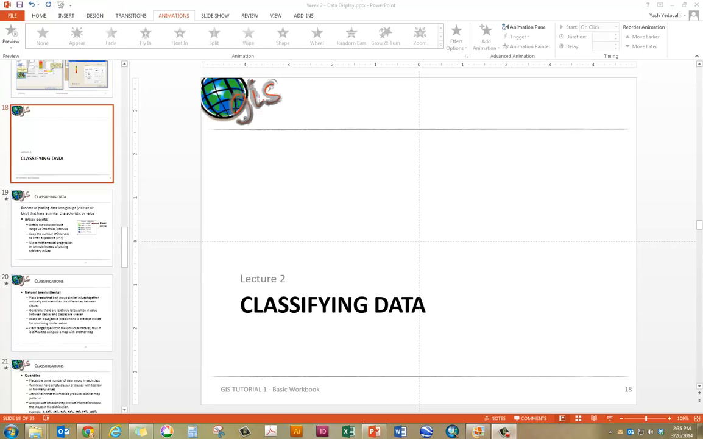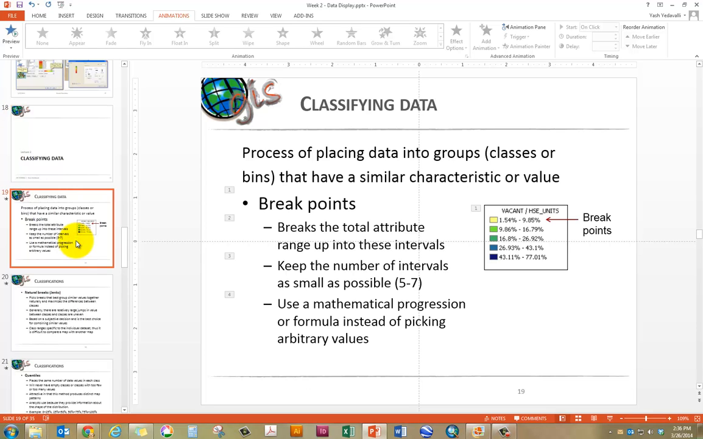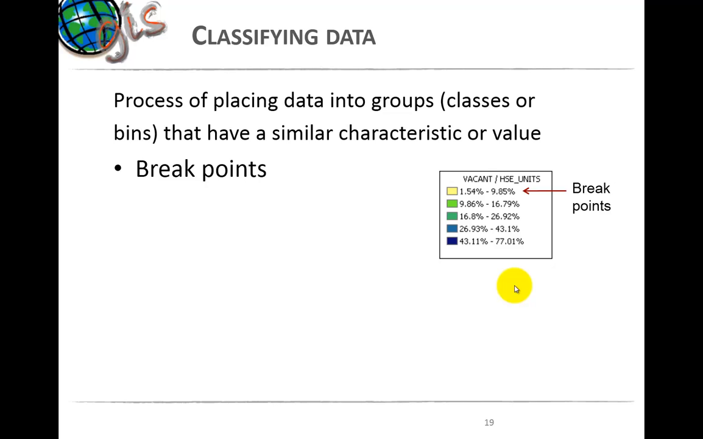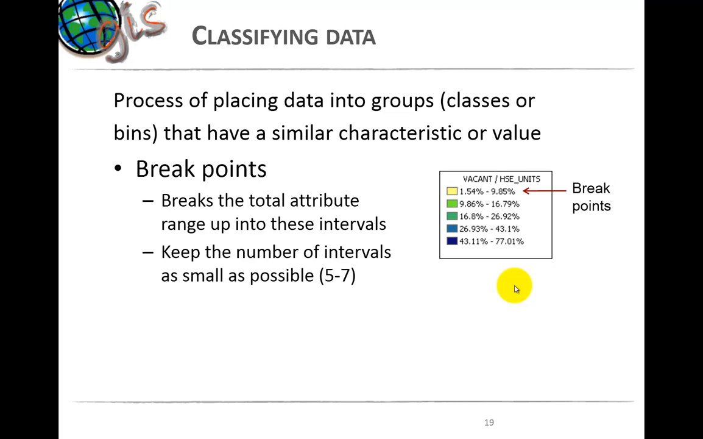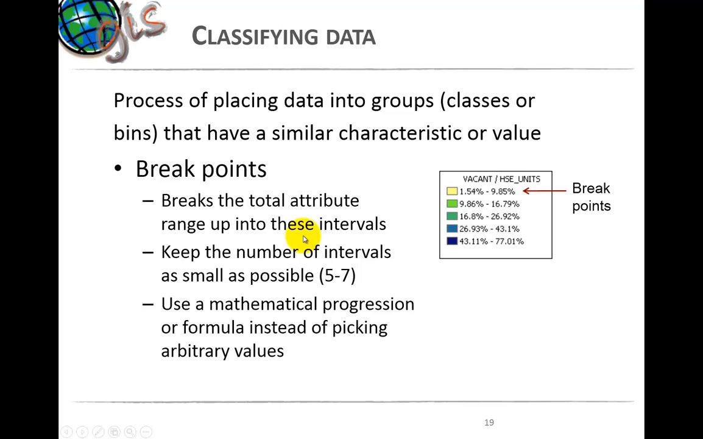Now that we have seen all the rendering methods, let's brush up a little bit more on classifying data. Essentially classifying is a process of placing data into groups that have similar characteristics or value. This becomes very critical, especially because this is how the map will look based on what you decide to choose as your classes. Breakpoints are like this: 9.85% is a breakpoint, 16.79, 26.92, all these are breakpoints. Essentially it breaks the total attribute range into intervals and keeps the number of intervals. It's ideal if you keep them between 5 and 7. Sometimes I go up to 9, but that's the maximum I would go, because the more classes you have, the more cluttered it is, and you cannot show the differentiation between all these different colors clearly enough, and it becomes a little fuzzy.